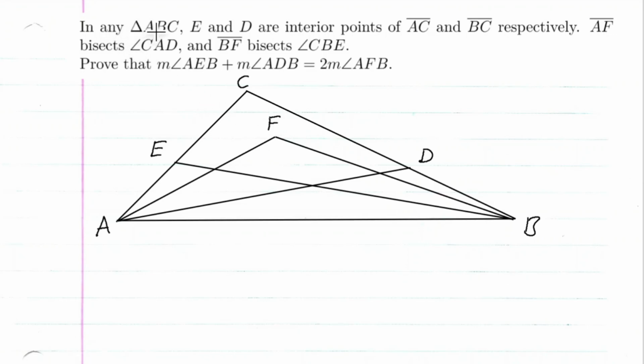Okay, so in any triangle ABC, E and D are interior points of AC and BC, respectively. AF bisects angle CAD, and BF bisects angle CBE. We want to prove that the measure of angle AEB, this angle here, plus the measure of angle ADB, this angle here, is equal to 2 times the measure of angle AFB, which is this angle here. So let's go ahead and start this proof.